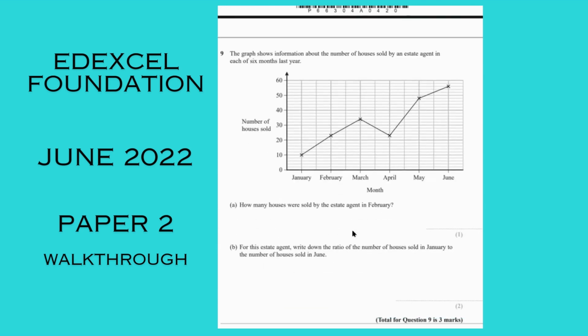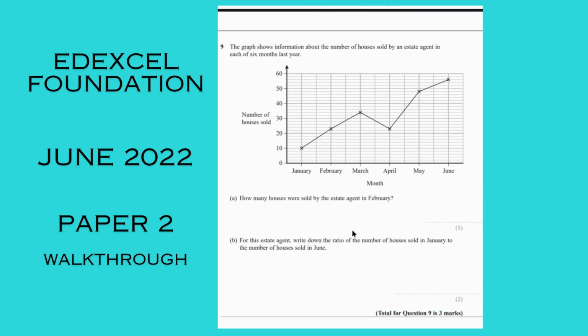Number 9. How many houses were sold by the estate agent in February? So you go across to February, you have a look, feel free to scroll across, you don't have to. But you'll notice it's halfway between the 22 and the 24, so it needs to be 23.